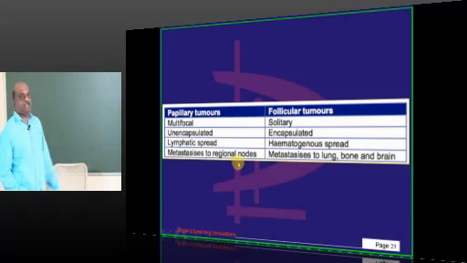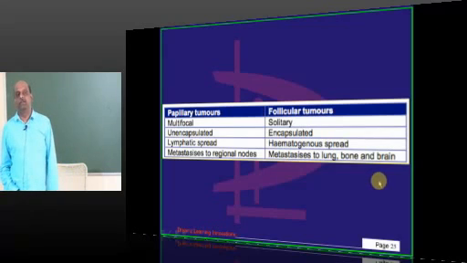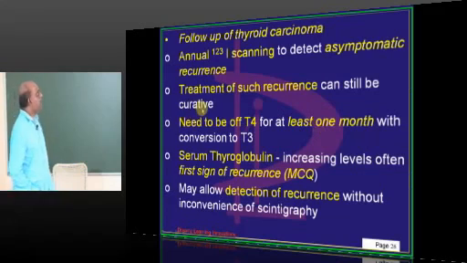Lymphatic spread and metastasis to regional nodes characterize the papillary. Solitary, encapsulated tumor with hematogenous spread and metastasis to the lung, bone and brain characterizes the follicular carcinoma, is what needs to be remembered.